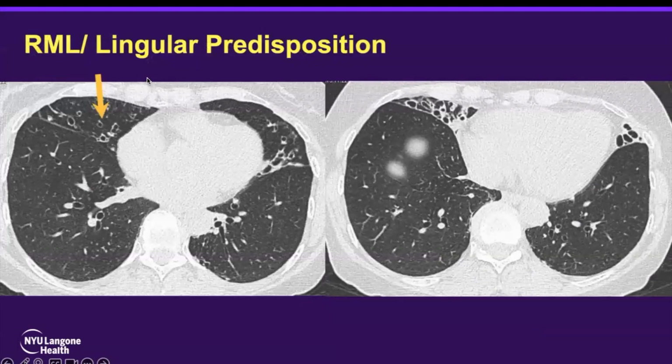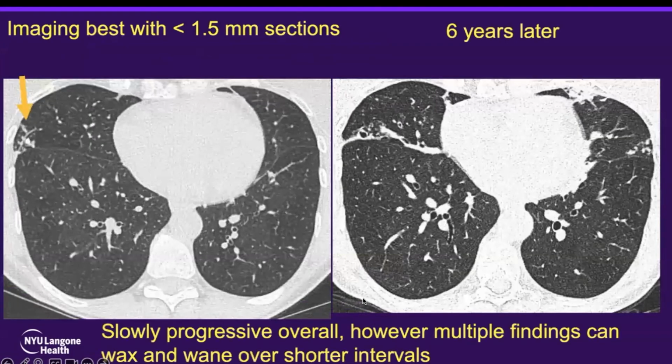Now, right middle lobe and lingular predisposition has been described with NTM, and here we can see the signet ring sign, the dilated bronchi, particularly in the middle lobe and lingula. The disease is progressive overall, and there can be multiple findings that do wax and wane over short intervals.